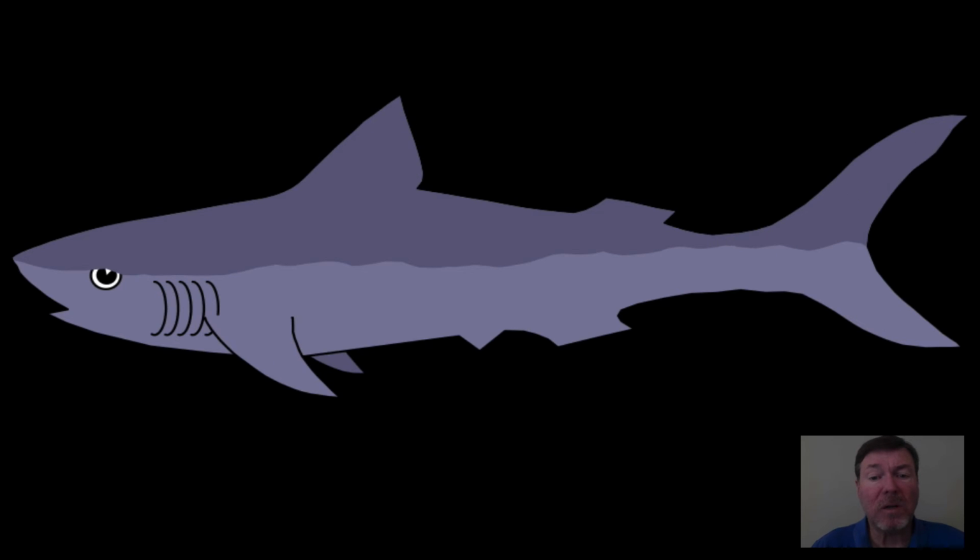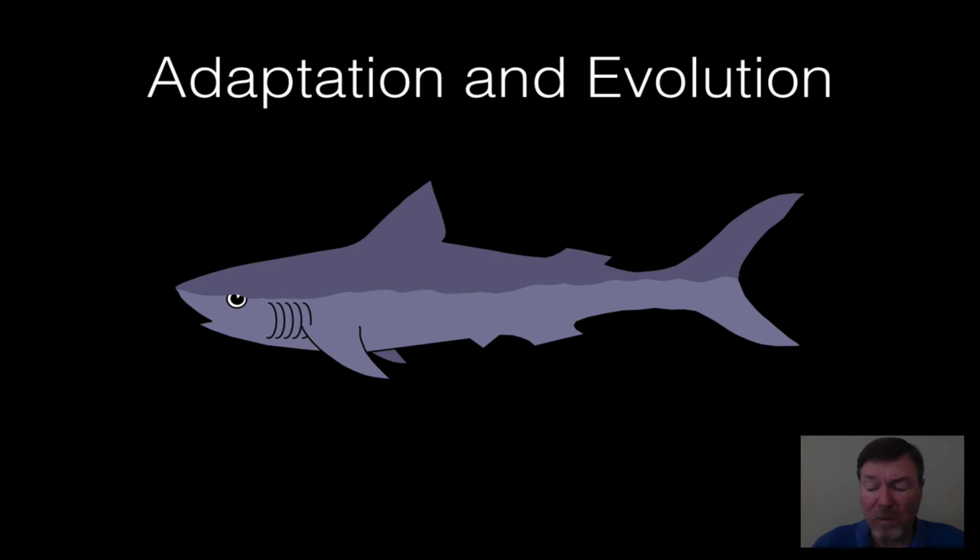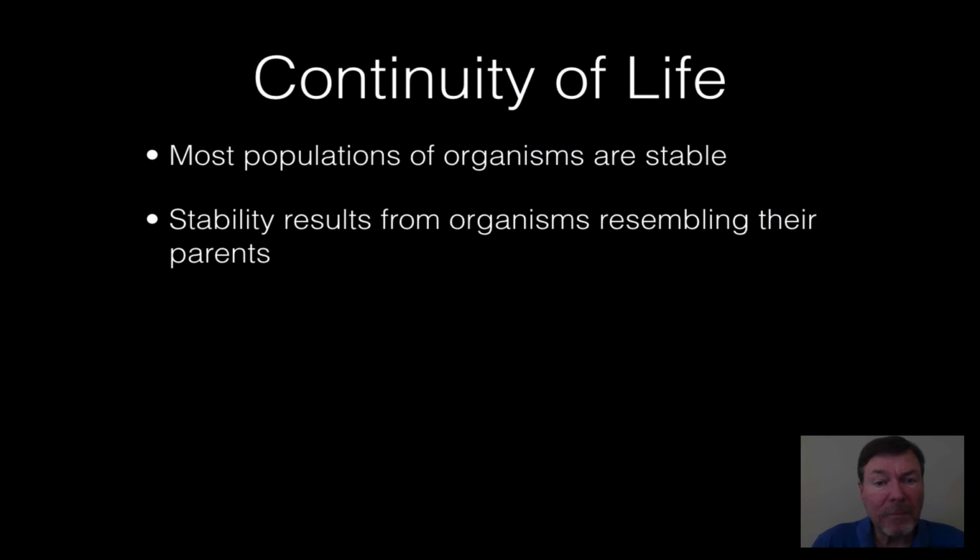The shark is an animal that is well adapted to its environment. It survives in the ocean and thrives in it because that's where it's adapted, and as a result, we have evolution. The continuity of life. Most populations of organisms are stable. What does that mean? That means that they are designed to live or have evolved to live where they are.